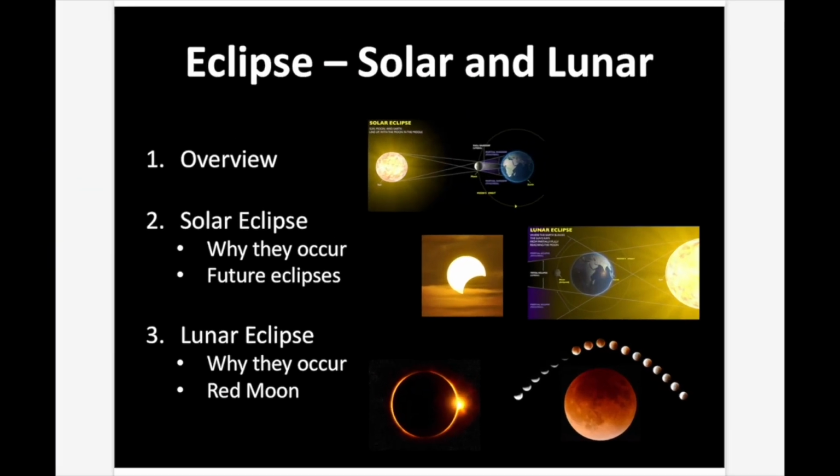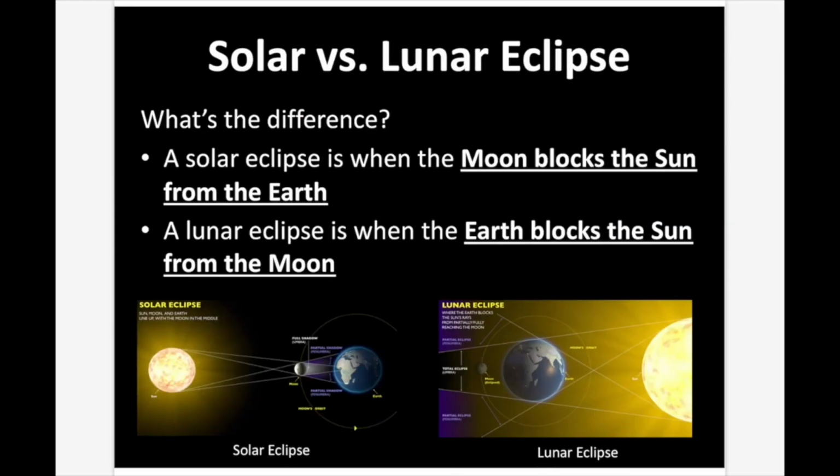Eclipse, solar and lunar. In this lesson, we're talking about solar eclipses, why they occur, as well as future eclipses, and lunar eclipses. Again, why do they occur, and what a red moon is. Solar versus lunar eclipse. So what's the difference?